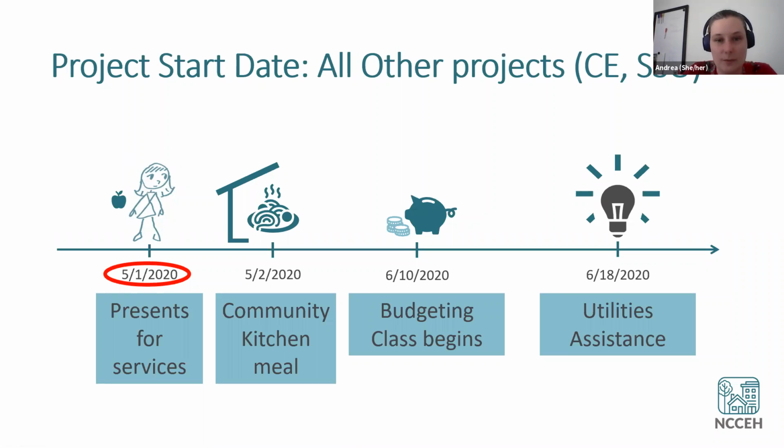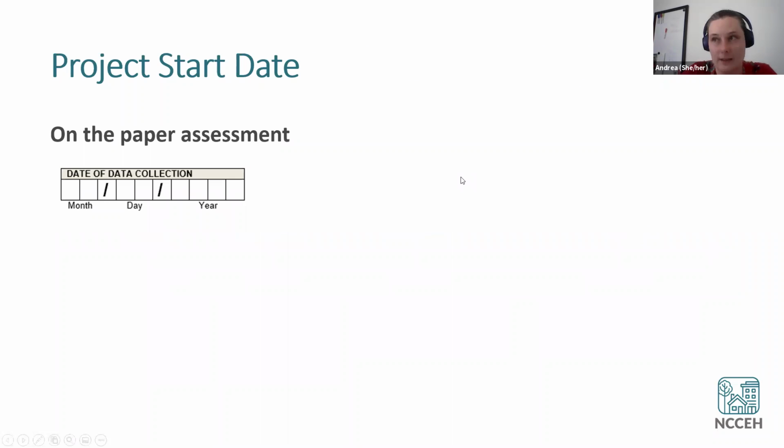All right, and just as a reminder too, you can find this on the paper assessment form. It's up at the top, says date of data collection. This is what you'd want to fill in with those dates if you're using paper forms to collect. Awesome. Any questions or comments about some of those responses? I think we're all in line here.